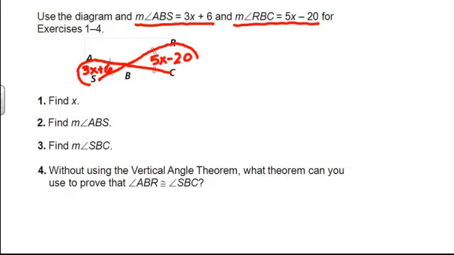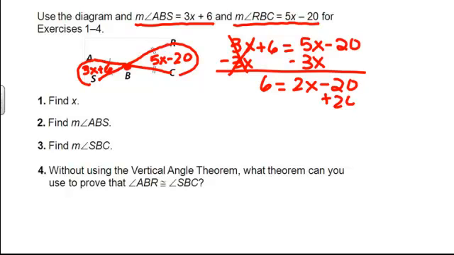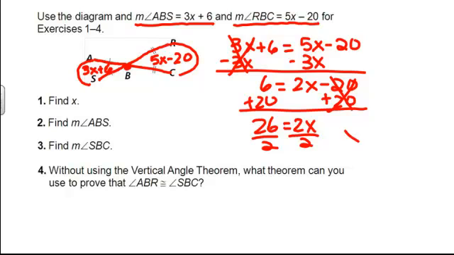Again, I have the shape of these bow ties. And because I have the shape of the bow ties, these are called vertical angles. Vertical angles are congruent. So I'm going to set the equation that 3x plus 6 is equal to 5x minus 20. I'm going to solve this. So I have minus 3x. 6 equals 2x minus 20. I'm going to add 20. 26 equals 2x, and divided by 2, x equals 13.